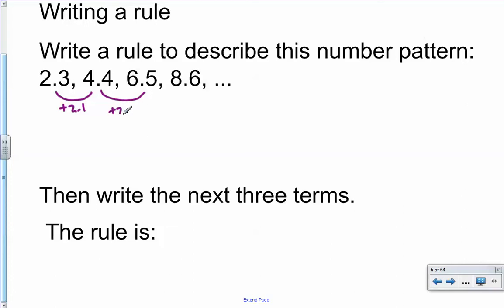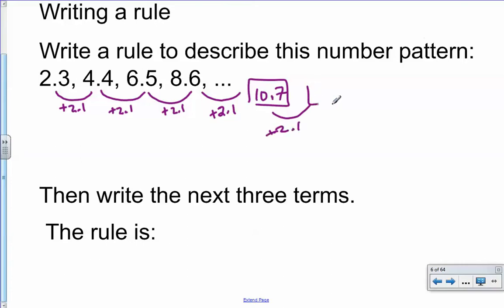4.4 plus 2.1 does indeed give me 6.5, and that continues to work on. So first we're going to see our next two terms. If we add 2.1, our next two terms are going to be 10 and 7/10, and then if we add 2.1 again, we're going to end up with our next term to be 12 and 8/10, and our next term to be 14 and 9/10, because we are adding 2 and 1/10 each time.